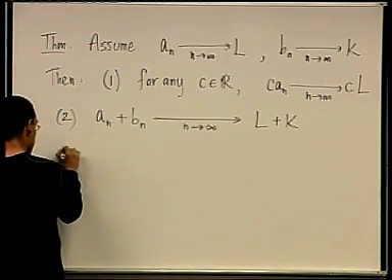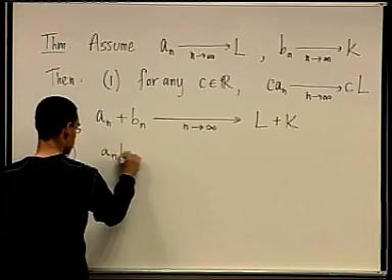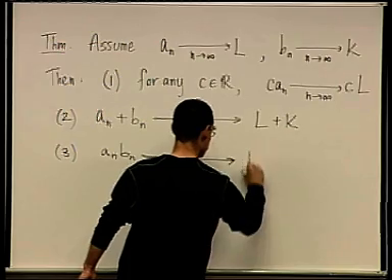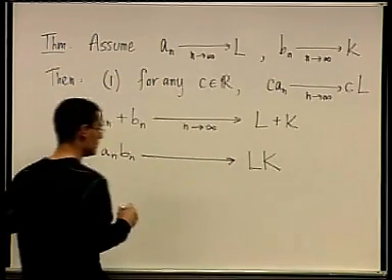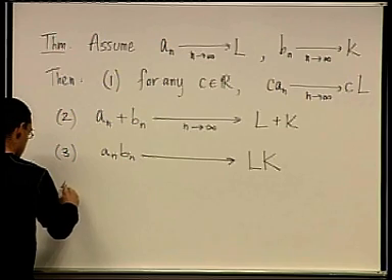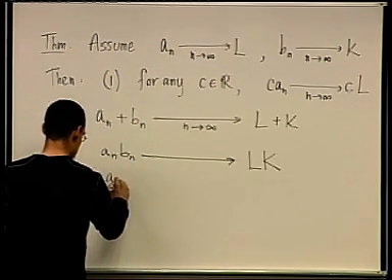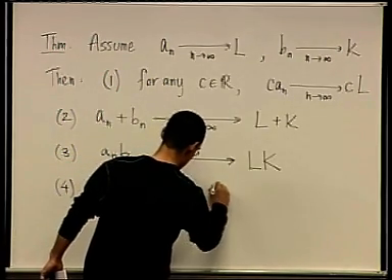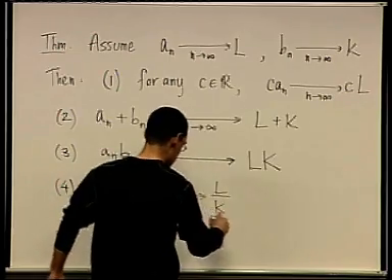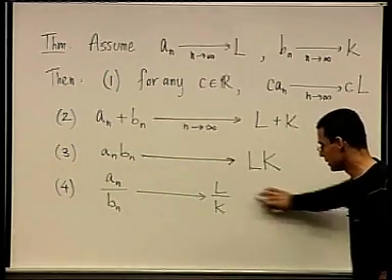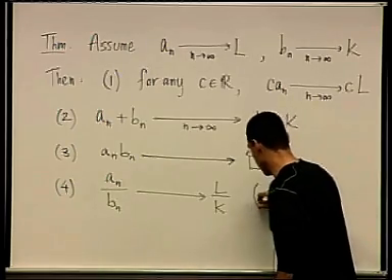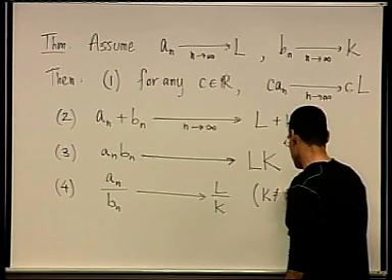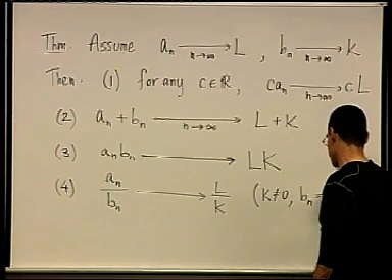If you multiply the sequences, what's the limit going to be? Right? And finally, if you take the quotient, then the limit is going to be L over k. But here we have to add a disclaimer. We can only discuss this situation when k is not 0 and when the bn's are not 0.